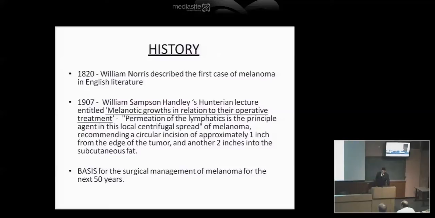The importance of this lecture was the fact that after this lecture, it was the first time that people actually started recognizing melanoma as a surgical problem and recognized the importance of lymphatics in the spread of melanoma. And the margins that he recommended became the basis for surgical management of melanoma for the next 50-odd years before there were more advances in research and studies which have defined the various margins that we use today.